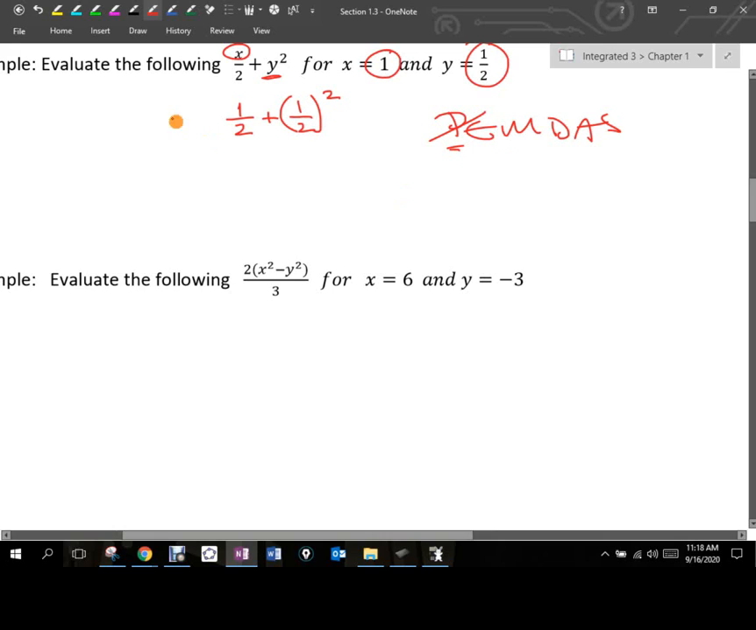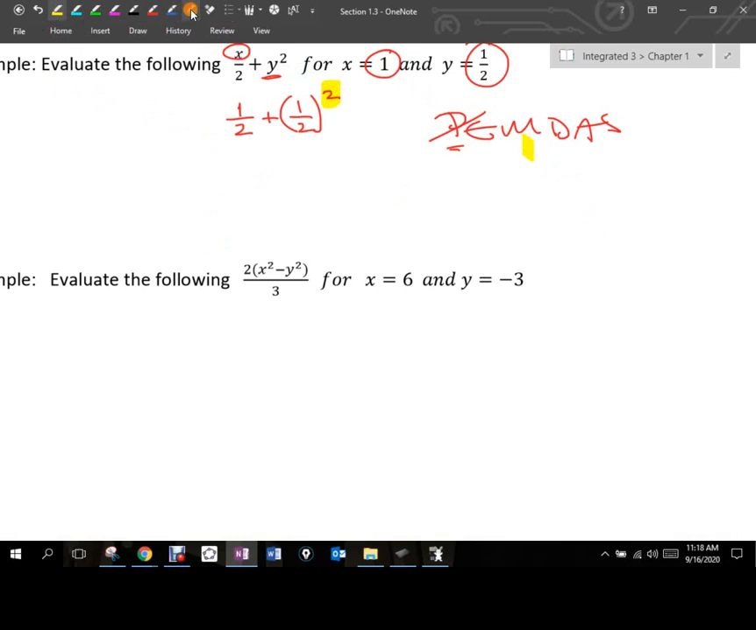The next thing we'll look at is exponents. I do have an exponent, right? Okay. What does that exponent mean? What does 1/2 squared really mean to us?